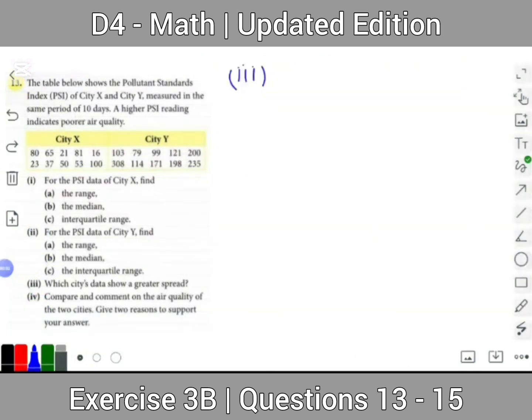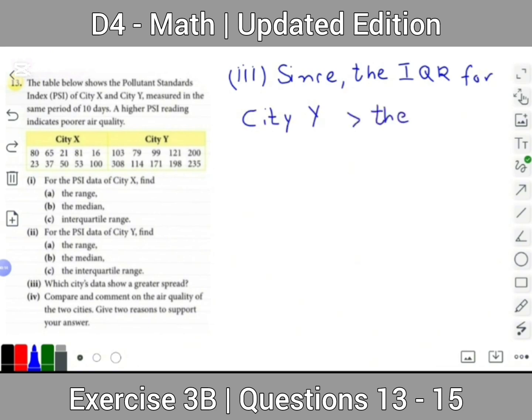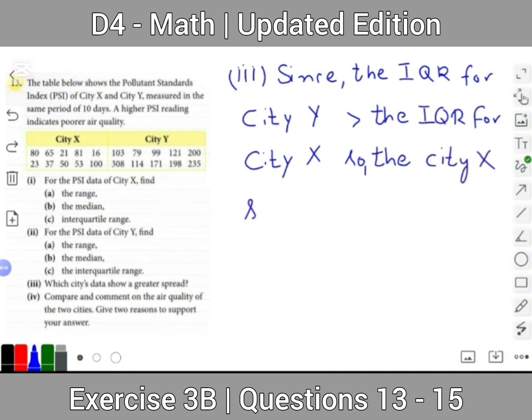3. Which city's data show a greater spread? Since the interquartile range for city Y is greater than the interquartile range for city X, the city Y shows the greater spread.